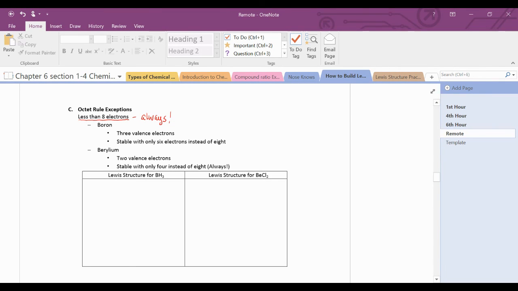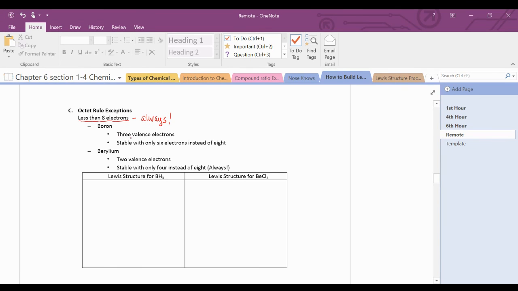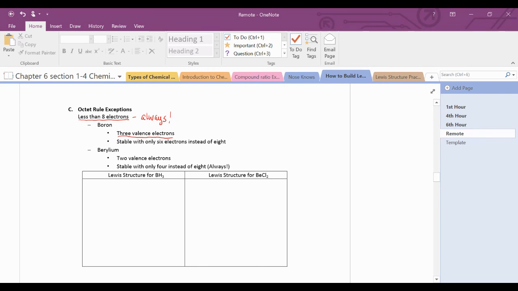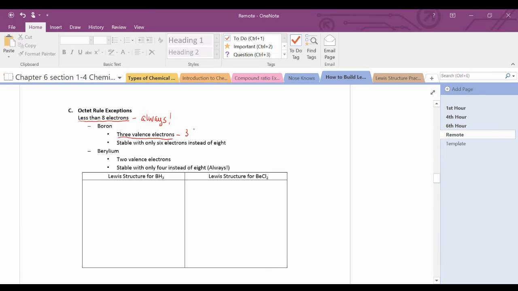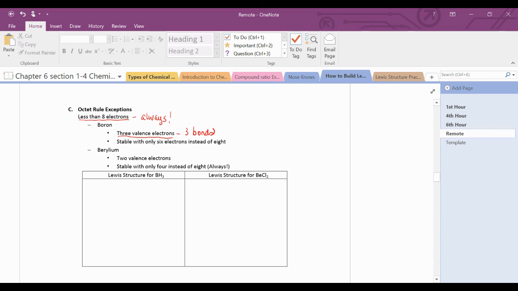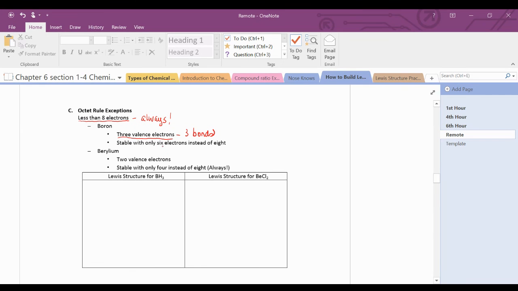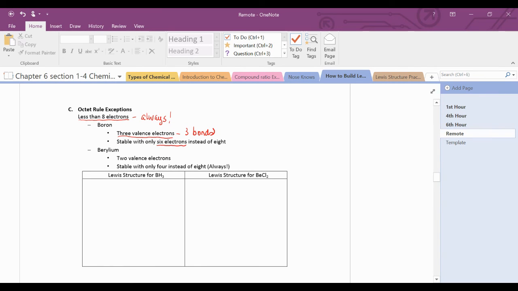All right, so the first one we're going to look at is boron. Boron is in group 13 on the periodic table. So if we subtract 10, this tells me that boron has 3 valence electrons, and that's all it has to bond with. So what this means is that boron is only going to have 3 bonds. And remember that each bond represents a total of 2 electrons being shared. So when boron's finished bonding, it will have just 6 electrons instead of 8.